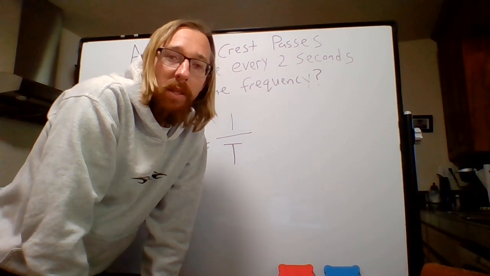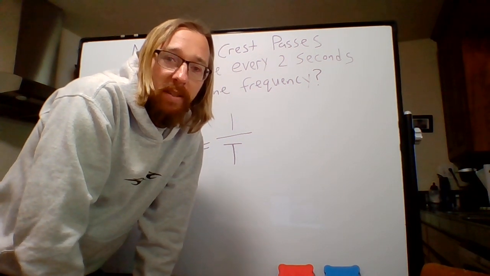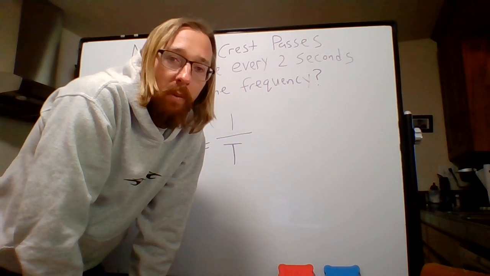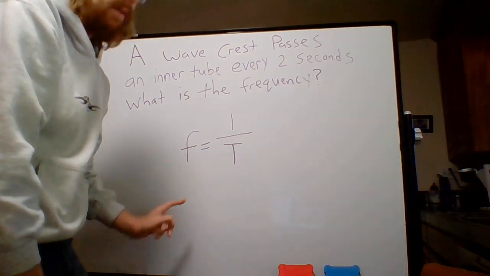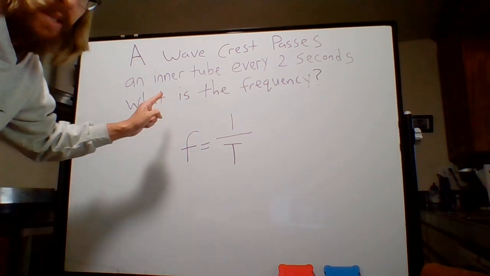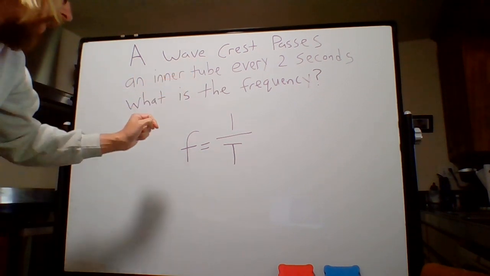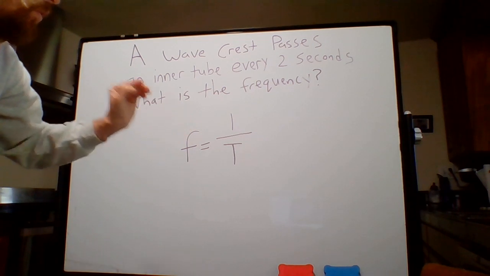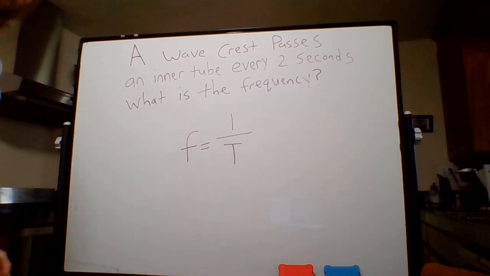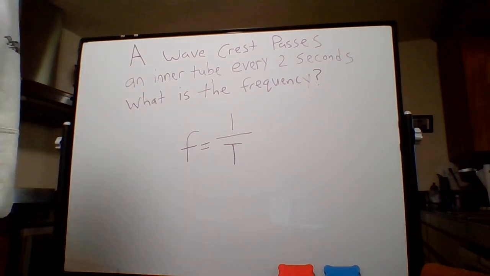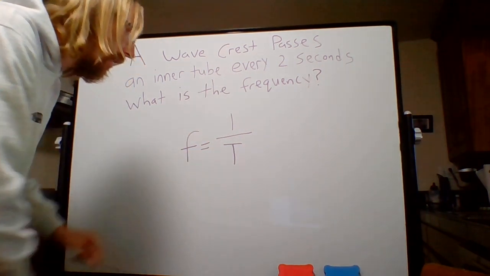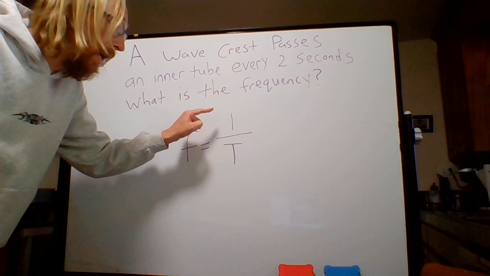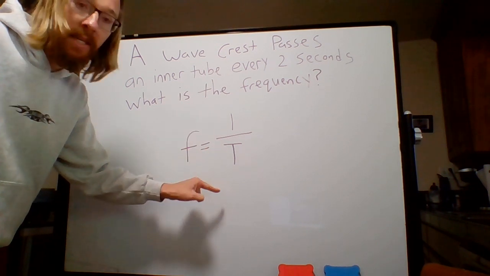Hey guys, so in this video we'll go over an example problem where we practice using the formula for frequency. The example problem says a wave crest passes an inner tube every 2 seconds. What is the frequency? We know that the formula for frequency is F equals 1 over T. That means frequency equals 1 divided by the period.